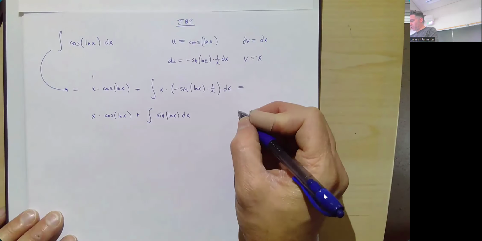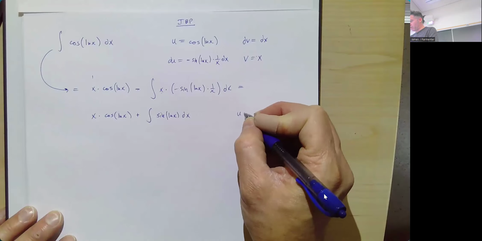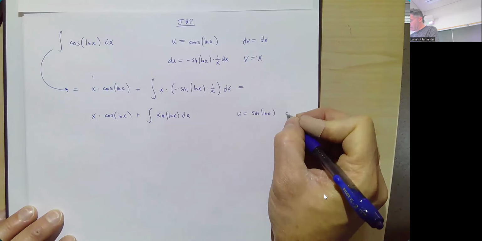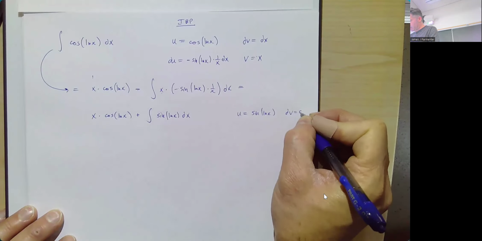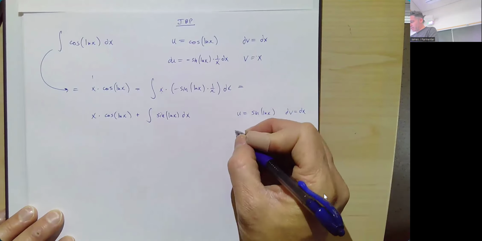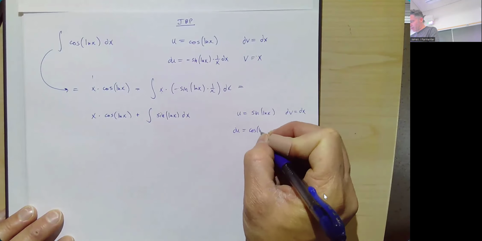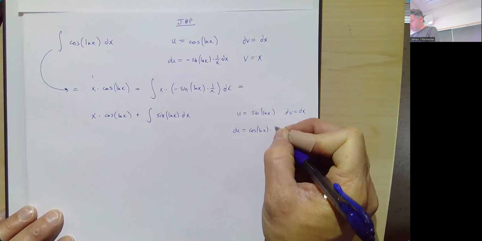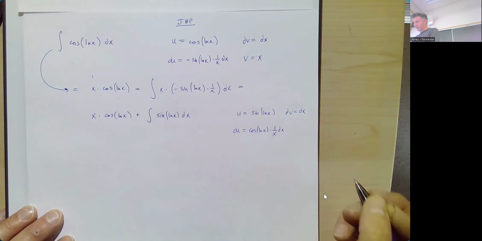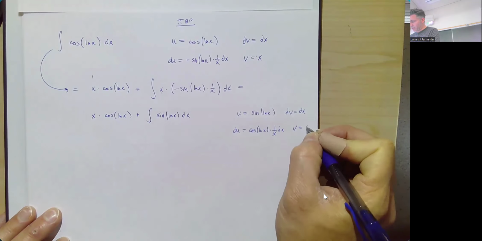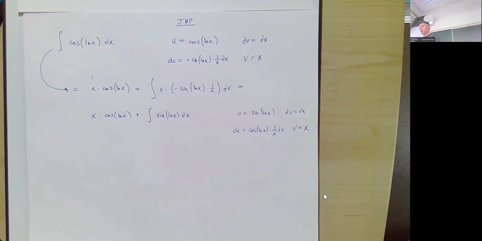So now we're going to do another integration by parts, but we're going to let u equal sine of the natural log of x. dv is going to be dx. du is the derivative of that, which is cosine of your stuff times the derivative of your stuff. So cosine of the natural log of x times 1 over x dx. And our v is once again x.